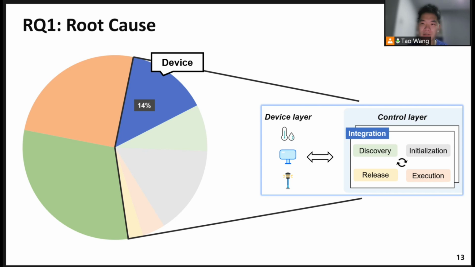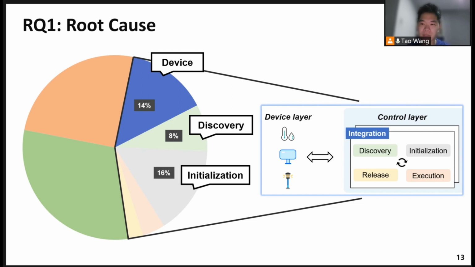The first is device-related bugs. In the discovery stage, the device integration is responsible for obtaining some device information. The information is used to connect the device in the system. The purpose of initialization is to make a device integration ready for managing the corresponding device.